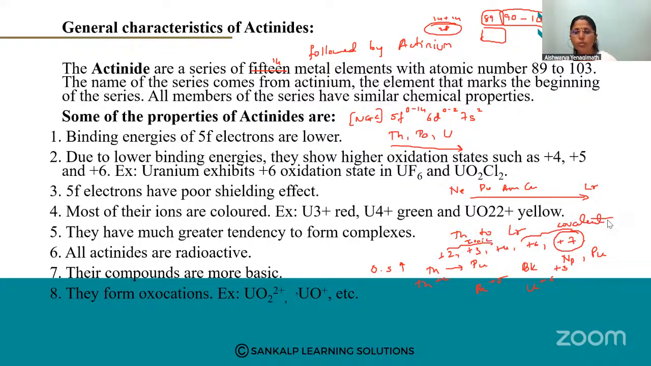Please do remember this point. Lower oxidation state compounds will be ionic in nature. When they come to higher oxidation state, the compounds become covalent. Fine. Okay.